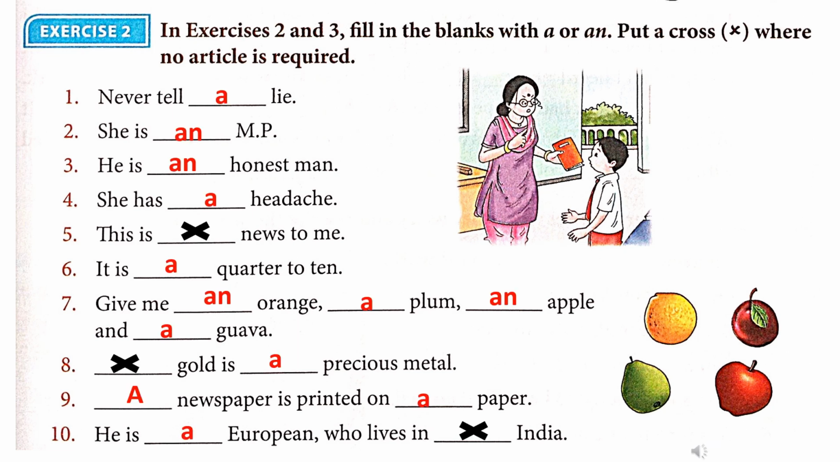Now let us check the answers. Never tell a lie. She is an MP. He is an honest man. She has a headache. This is cross news to me. It is a quarter to 10. Give me an orange, a plum, an apple, and a guava. Cross gold is a precious metal. A newspaper is printed on a paper. He is a European who lives in cross India.